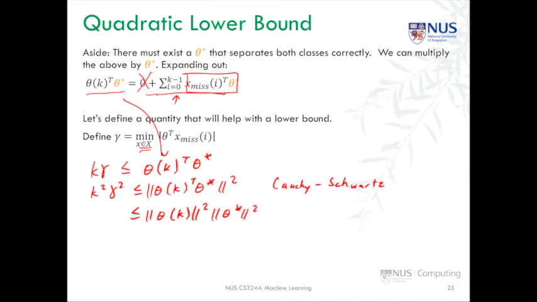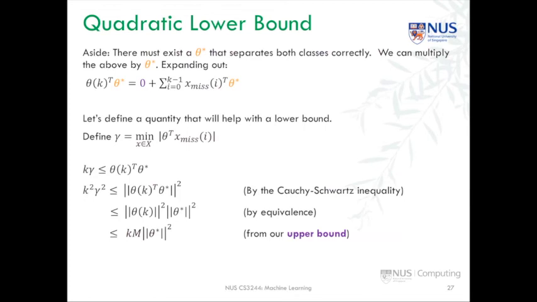And then from our upper bound, we know something about this first quantity. Namely, that it was equal to k times the maximum value of the norm over all of the iterations. So this part is from the upper bound that we showed earlier. We spelled this out for you on this slide, so you can see all the steps.